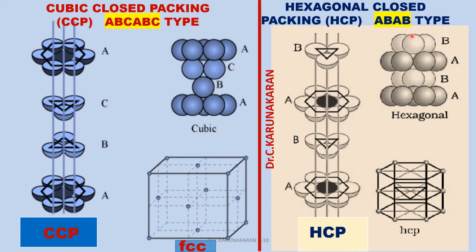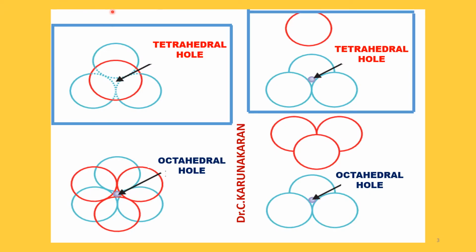In hexagonal closed packed structure, there are 6 atoms arranged in hexagonal manner and 3 atoms arranged in triangular manner. They are placed one over the other, and this is again AB, AB, AB type. This is the structure of hexagonal closed packed structure. Although they are closely packed, they have the same packing efficiency. We have calculated the packing fraction in our previous solid state lesson.